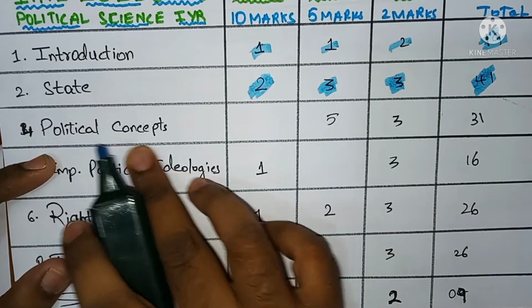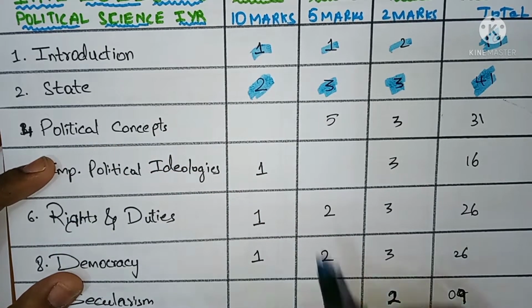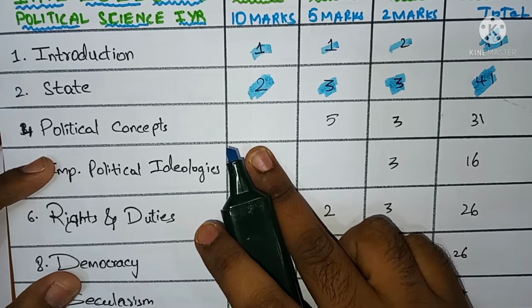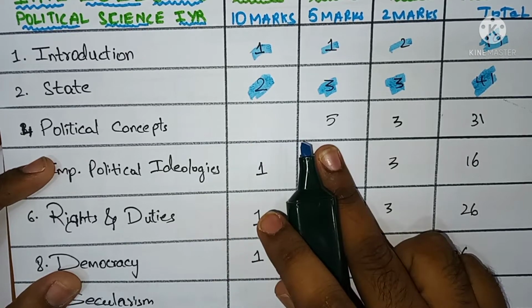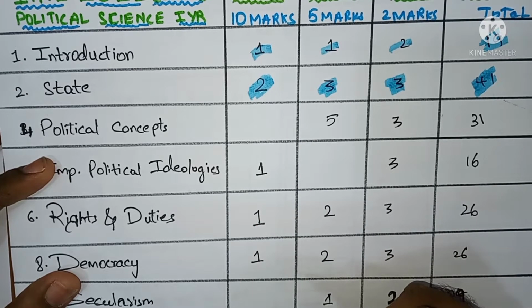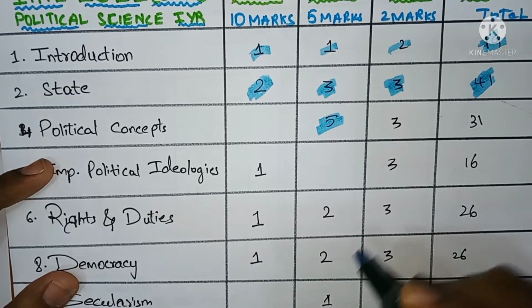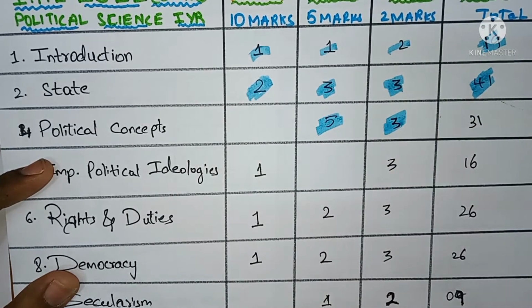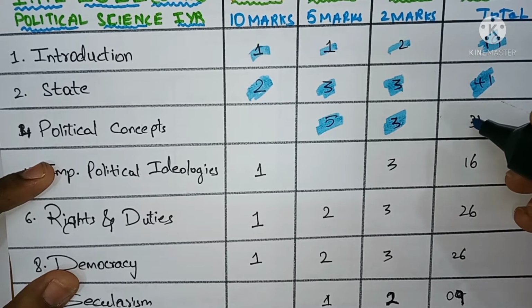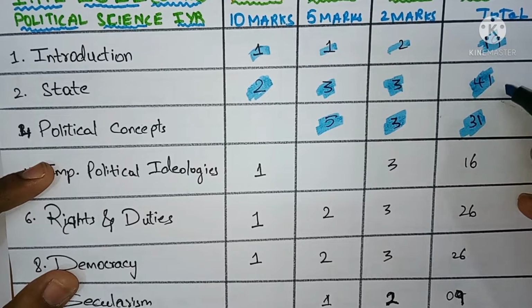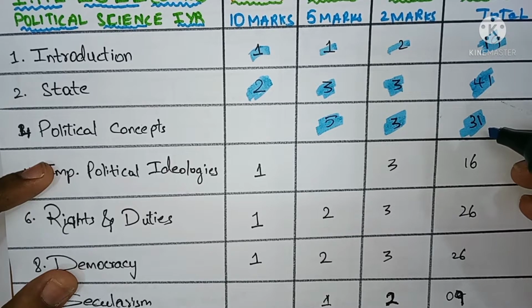The next chapter is Political Concepts. There is no long question, no 10 marks question from Political Concepts. There are 5 short answers, 5 marks questions, from Political Concepts. So let us highlight it. And then next are three very short questions, that is 2 marks questions, from the fourth chapter, Political Concepts. Overall marks we are getting from this fourth chapter is 31 marks, which is the second highest in the total marks. The first highest was the second chapter, State, 41 marks, and the second highest is the fourth chapter, Political Concepts, 31 marks.